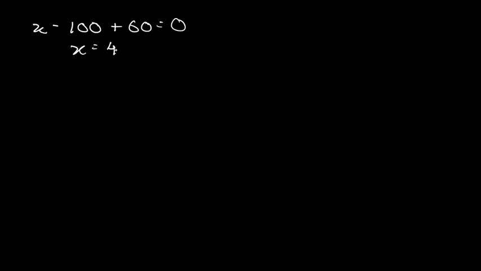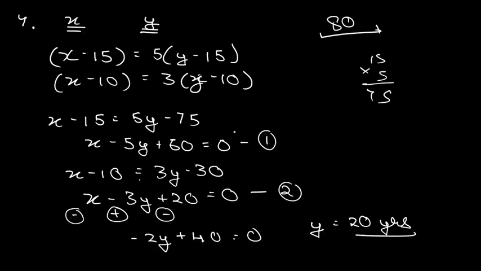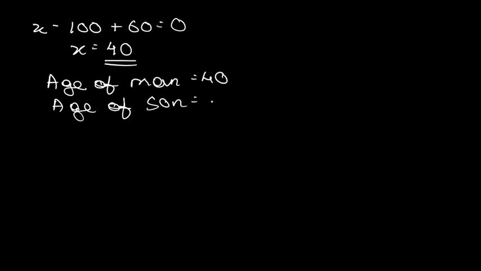Okay, the value of x that we are getting is equal to 40, which means the age of the man presently is 40 years. And the age of the son that we are getting is 20 years. But we want the combined age.